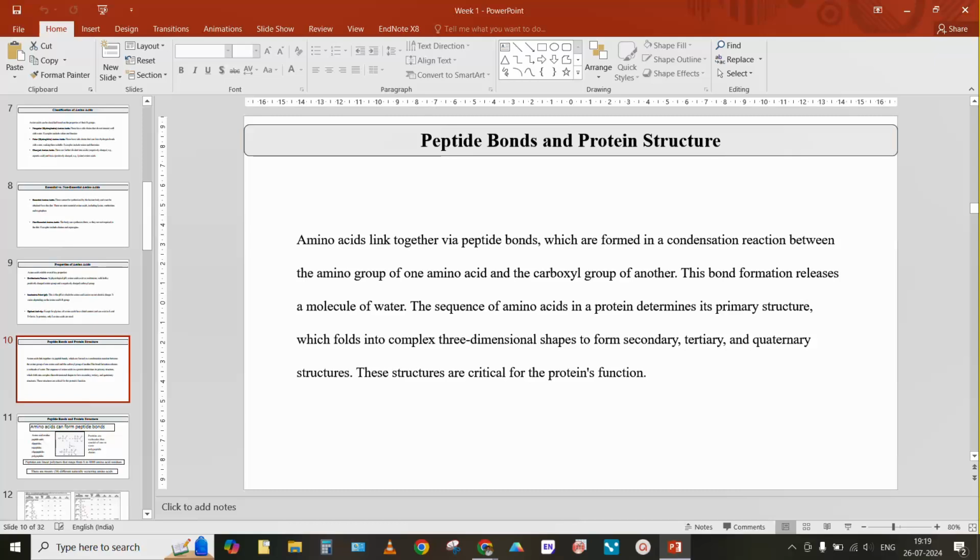The sequence of amino acids in a protein determines its primary structure, which folds into complex 3D shapes to form secondary, tertiary and quaternary structures. These structures are critical for protein function. I'll show you the structure now.